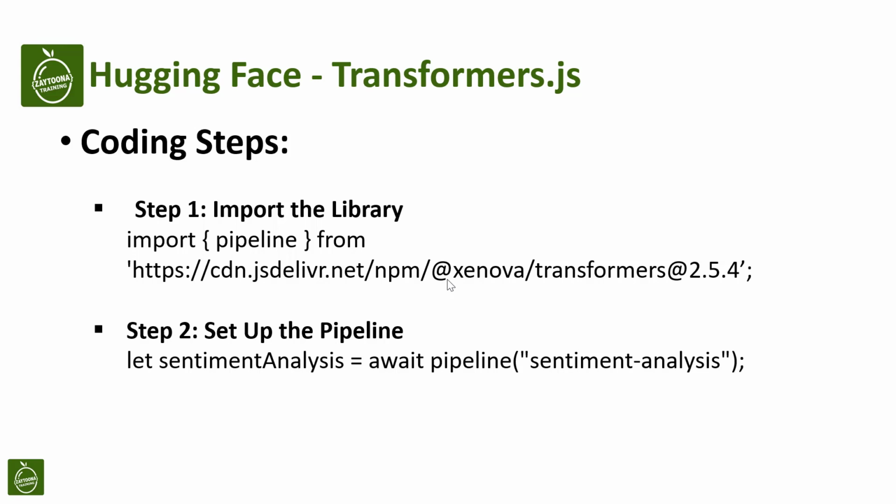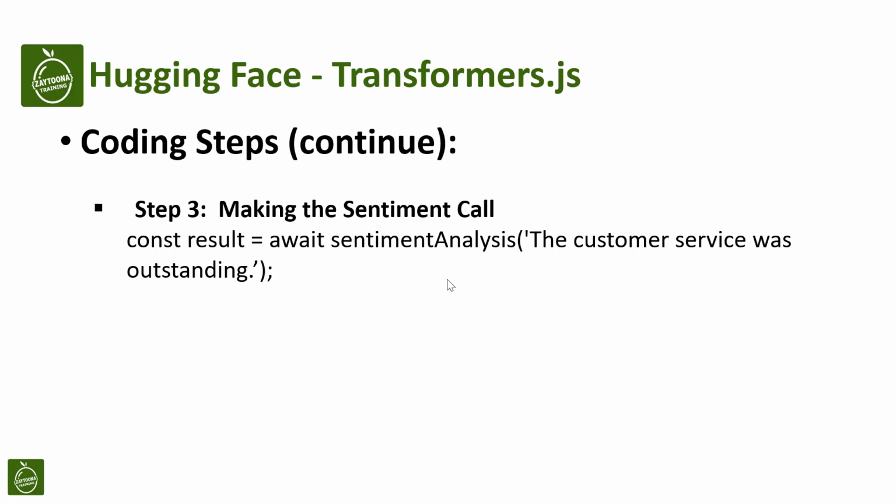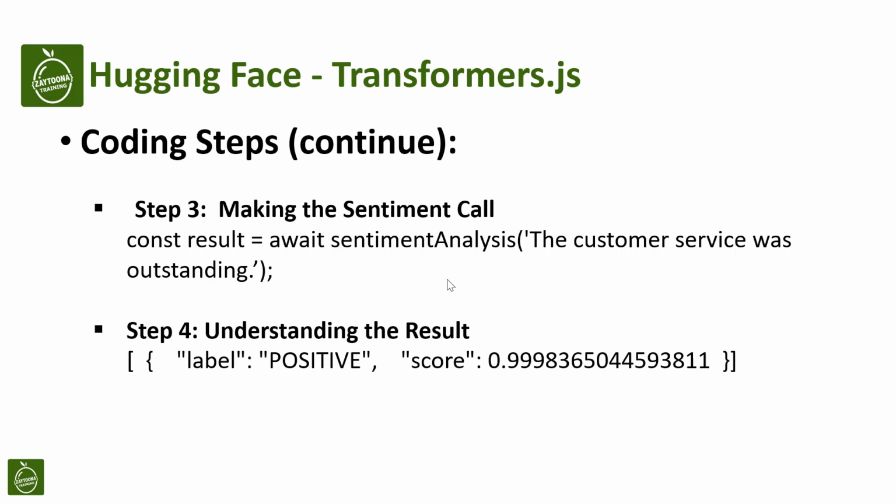With our sentiment analysis pipeline set up, we can now analyze text for sentiment. By calling our sentiment analysis function and passing in a text statement, we are asking Transformers.js to evaluate and classify the sentiment for that text. Upon processing, we receive a result like the one displayed. The label indicates the statement classification, in this case positive. The score is a confidence measure with values closer to 1 indicating higher confidence. Here, a score of approximately 0.99 signifies that the model is highly confident that that statement is positive.